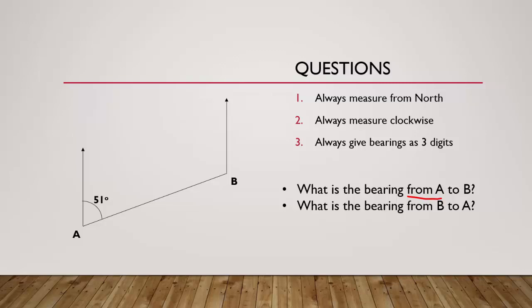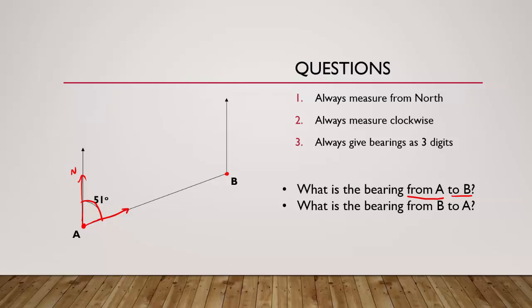Because it says from A, that means that I am standing at A. So the first thing I'm going to do is put a dot there to show that's where I'm standing. Then I always need to follow rule number 1, so measure from north. I'm going to draw myself a north line, which happens to already be here, but I'll just go over it in red. So there's my north line. And I'm trying to get to B. B is here, which means I need to travel in this direction to get there, and I need to measure the size of the angle, measuring clockwise. So what's the size of this angle? Well, I can see that this angle is 51 degrees.